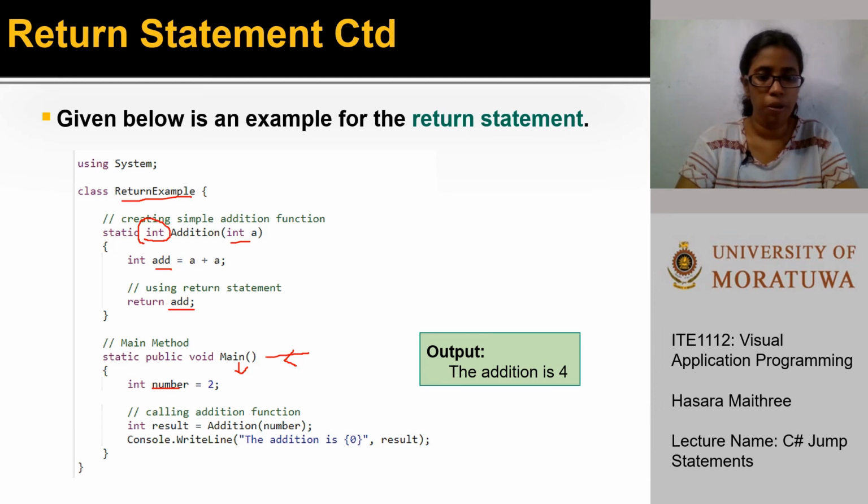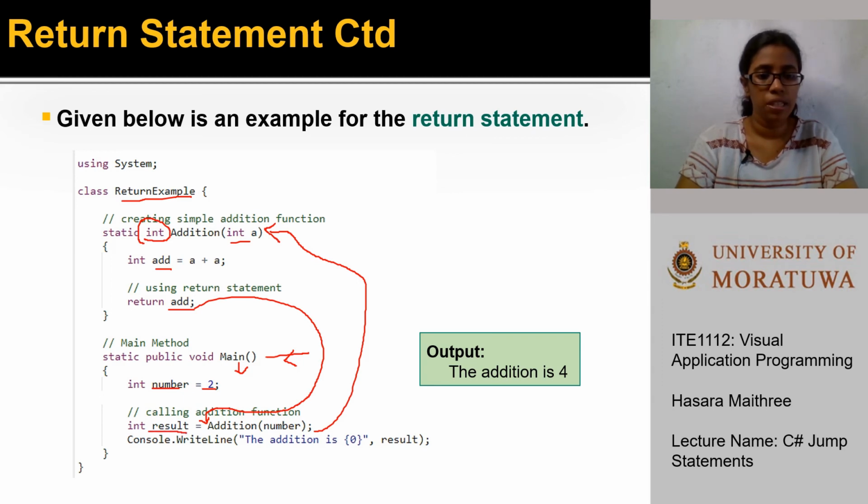So the program control is passed to this addition method, and int a is assigned with value 2 because number is initialized with value 2, and we add 2 with 2, 4, so it returns the value 4. Again, from this return statement, the control is passed back to the main program and the assignment happens, so the value of the result will be now 4.